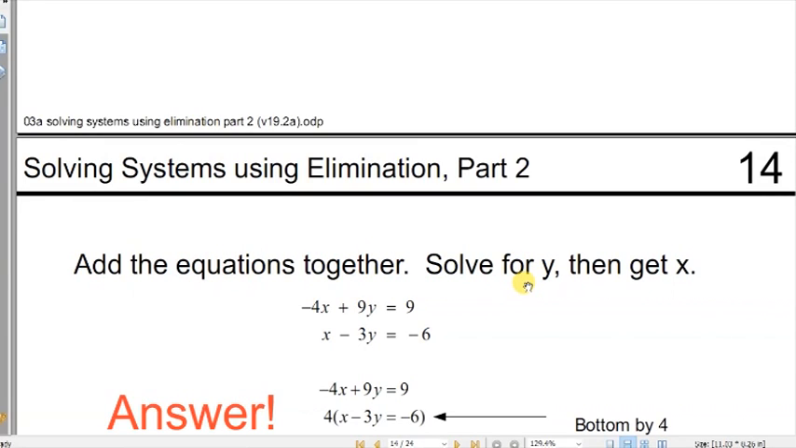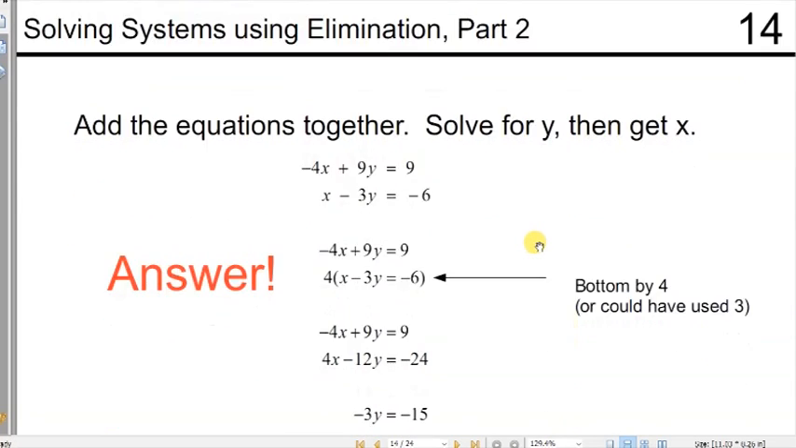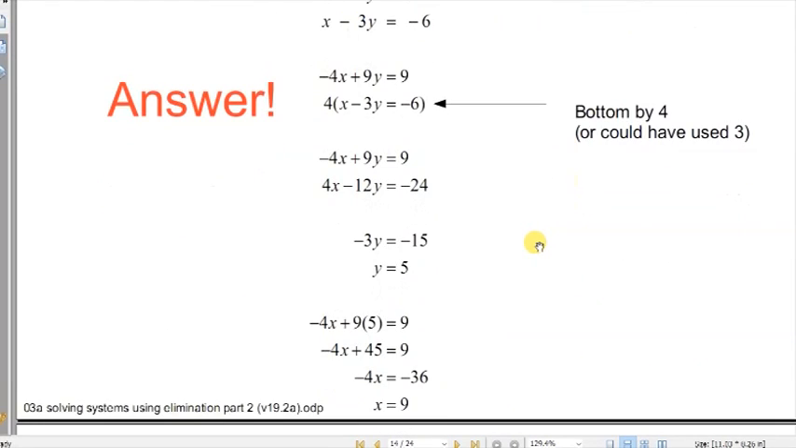I'm going to pause it. You guys do the bottom by 4, and let's see what you get. All right, bottom by 4. I get 5 for y and x equals 9. So I need to actually write that as an ordered pair. So it would be 9, comma 5.